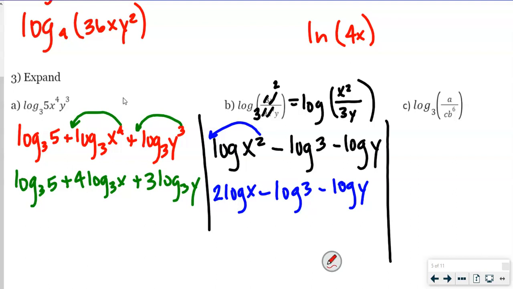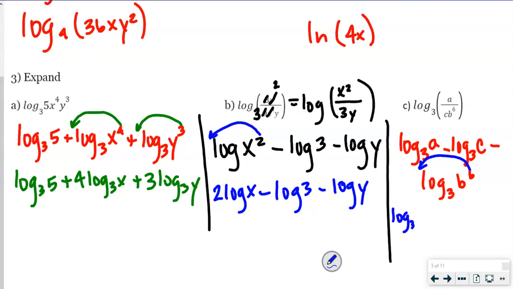So we're going to have our log base 3 of a, and then the other two terms we're going to subtract because they're in the denominator, right? So we're then going to get minus log base 3 of c and minus log base 3 of b to the 6th. Now what are we going to do with that 6th? You got it. We're going to move it up to the front, right? So our final answer here is going to be log base 3 of a minus log base 3 of c minus 6 log base 3 of b. Okay?